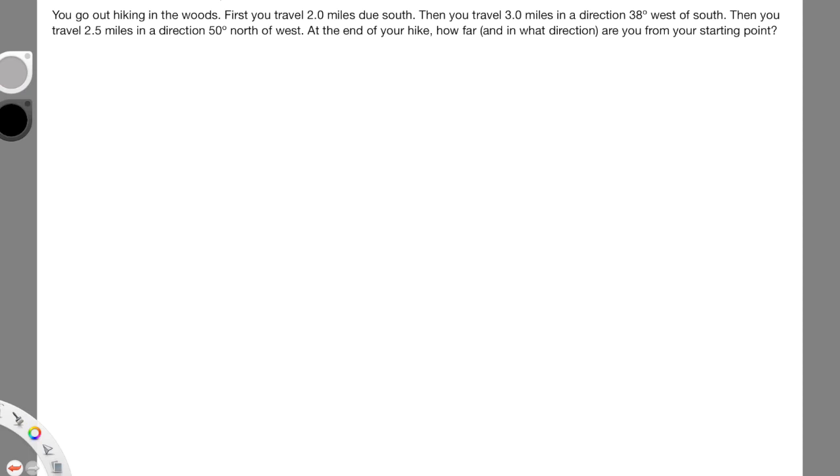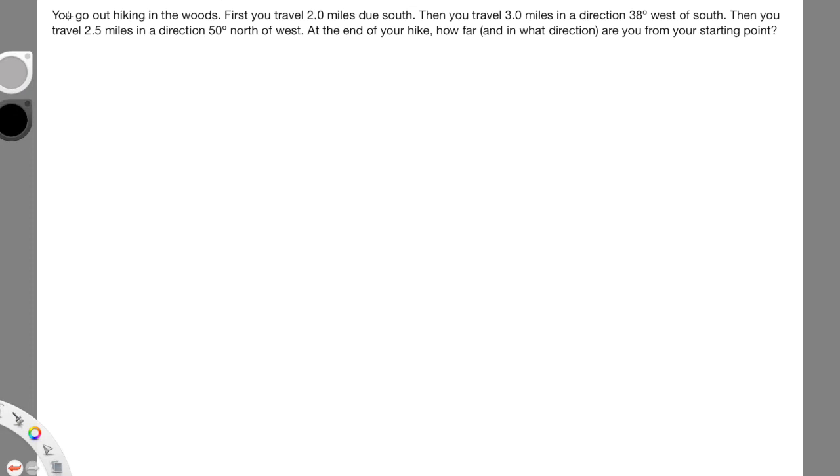Alright, today I have for you a vector addition problem. We're going to handle this one both graphically and mathematically, and it will be a good counterpoint to the example we do in class on Monday, and good preparation for both the next workshop and for your first midterm. So, this problem starts off with you going hiking in the woods.